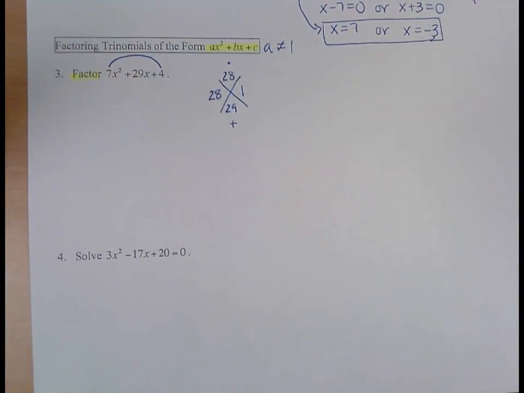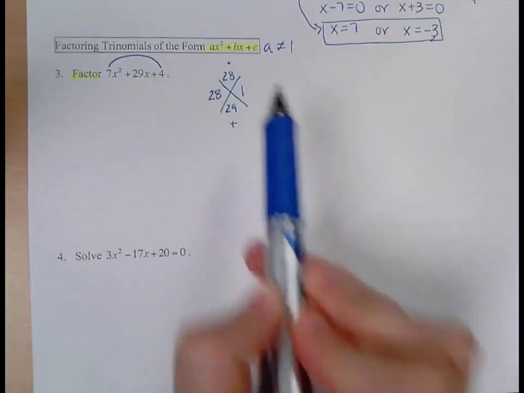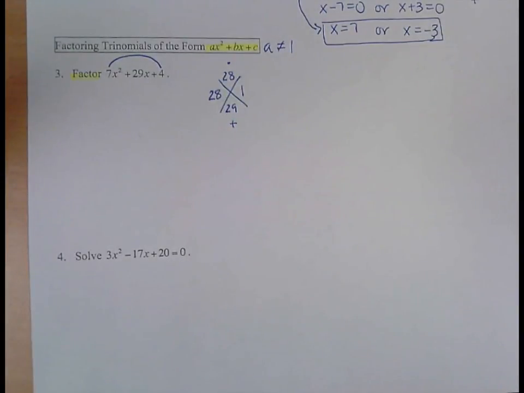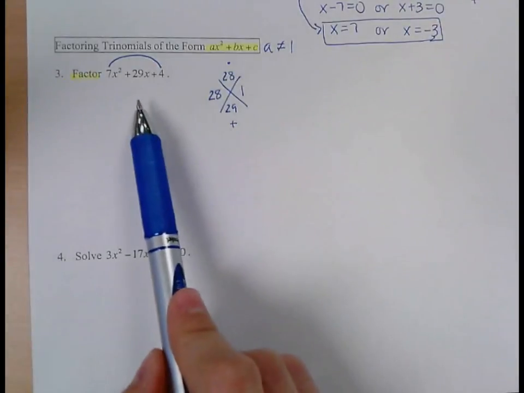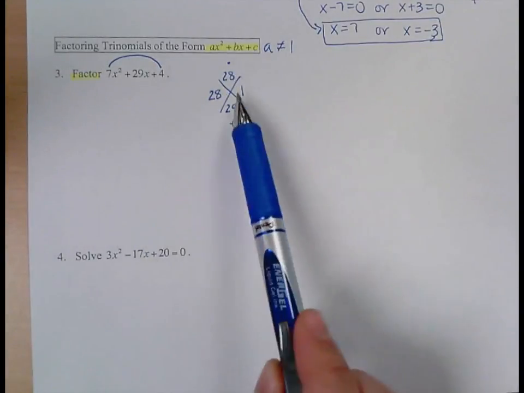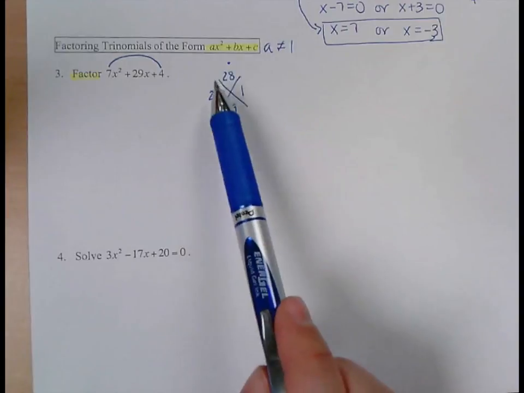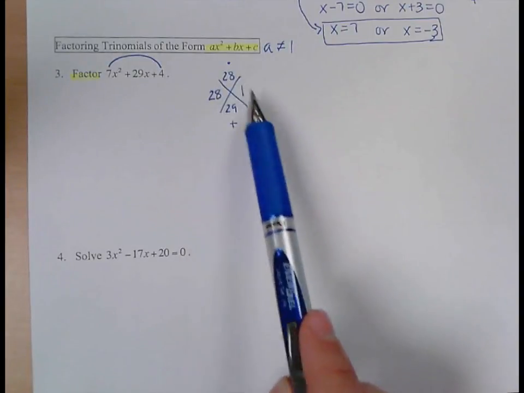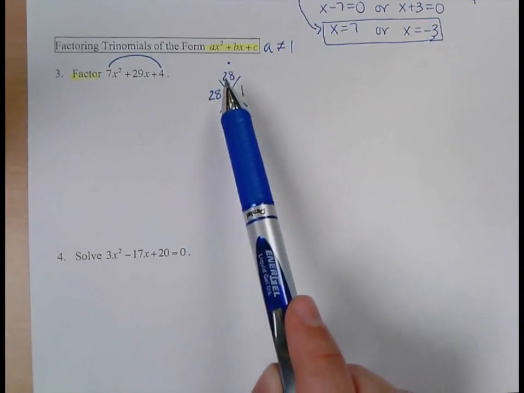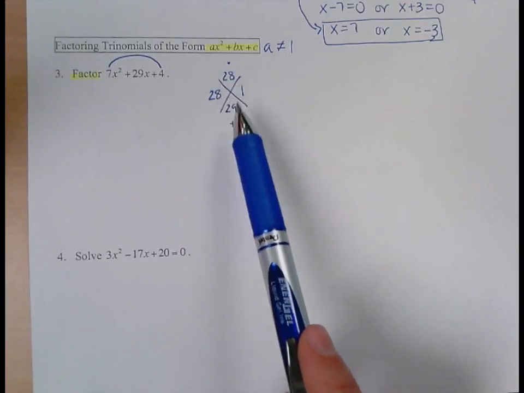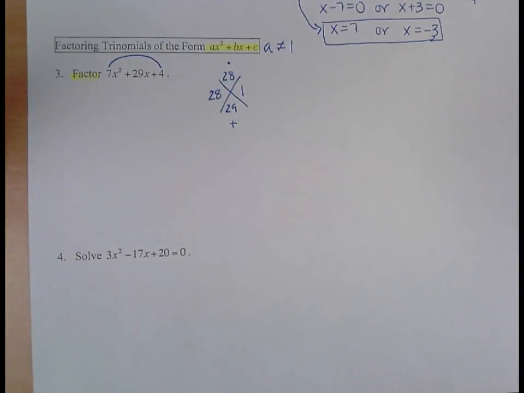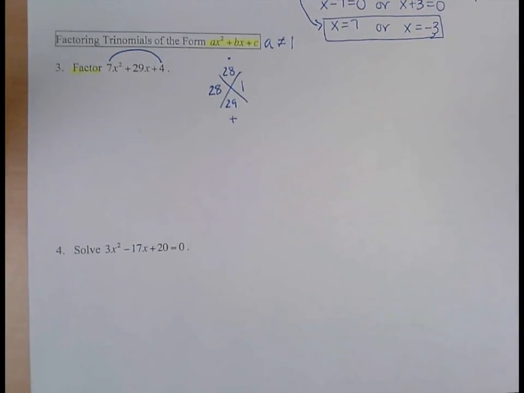Okay, and I'll make this point now. The diamond is also what tells you if you're able to factor it. Sometimes you're not able to factor, in which case it would just be prime. How you know if you're able to factor it is if you cannot find values that work. So if there were not any values that multiply to 28 and add to 29, then it would be prime. That is a possibility. Not all of them can be factored.